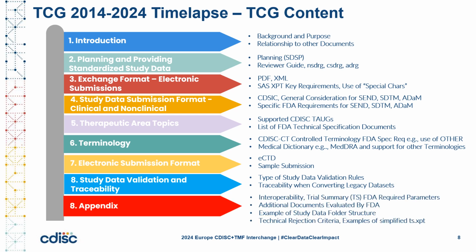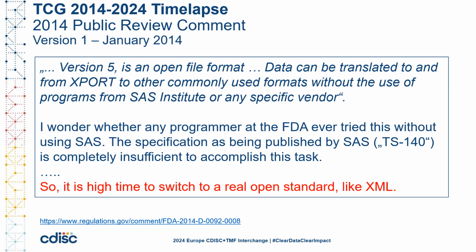And then the various appendices, such as the appendix that includes the list of required and expected trial summary parameters the sponsor should include in its SDTM data packages. Let's take a look at how the guidance has evolved over the years. The first version was issued in January 2014, and it was released only for public review.